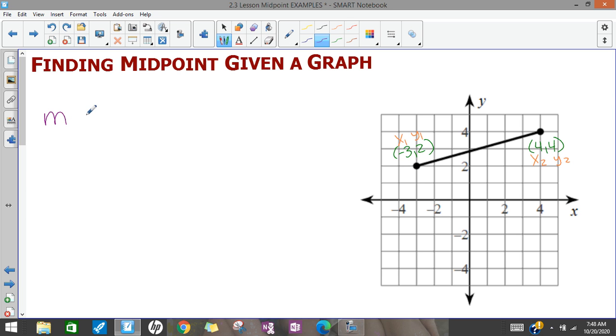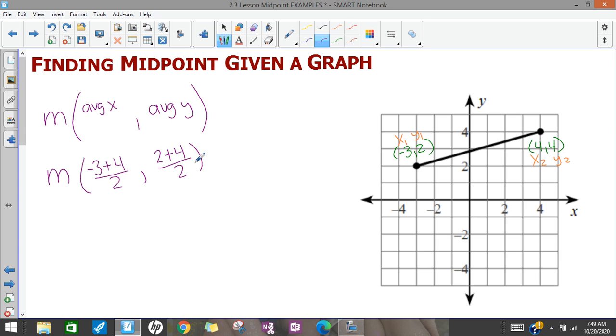And my midpoint is going to be coordinates. It's going to be an average of x and an average of y. So when I find the average for x, that means I just add the x's, so -3 plus 4, and then I divide by 2 because there's two numbers. For the y's, I do 2 plus 4 and divide by 2. And again, it's helpful to identify which ones are the x's and the y's in each.